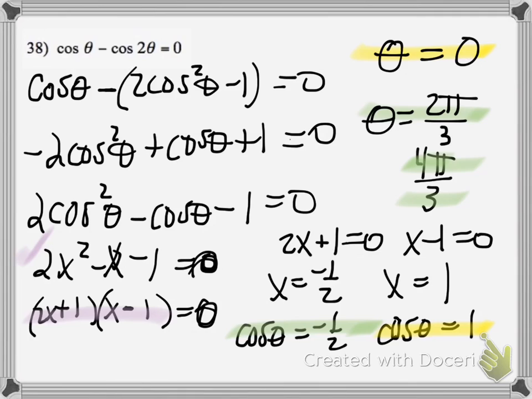There you go. So you get 3 answers: 1 from cosine theta equals 1, and 2 from cosine theta equals negative 1/2. And remember, our range was 0 to 2 pi. That's why we're not adding our plus or minus 2 pi n, because I'm not looking for all solutions. I'm looking for the specific solutions within 0 to 2 pi.